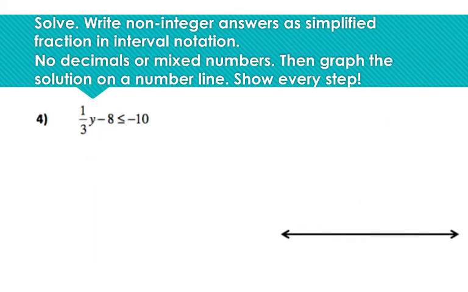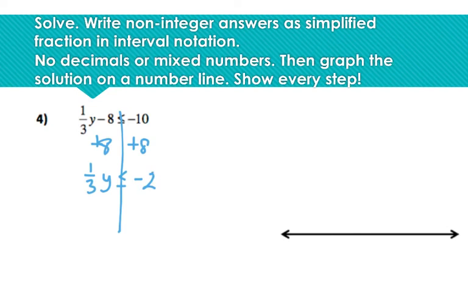Number 4, we have 1/3 y minus 8 is less than or equal to negative 10. So again, drawing our line down. And here, I'm going to undo, or do the opposite of, the subtraction of 8, since the fraction is being multiplied to y. So we'll add 8 on both sides of our inequality. So we get 1/3 times y is less than or equal to negative 2.